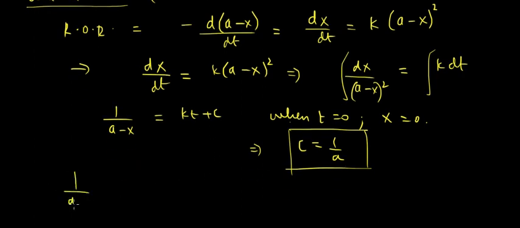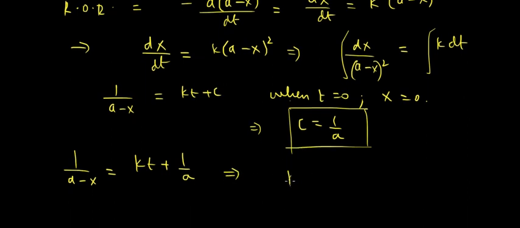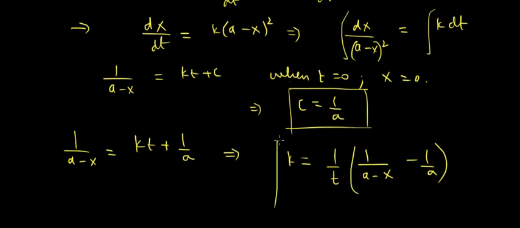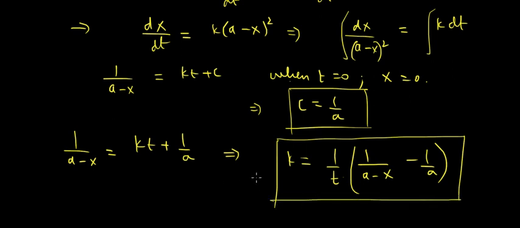So finally we can write the final equation as 1 upon (A minus x) is equal to kt plus 1 upon A. So from here we can write that k would be equal to 1 upon (A minus x) minus 1 upon A, divided by t. So this is the k, or the rate constant, for a second order reaction.